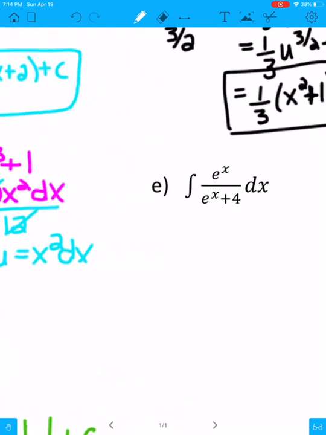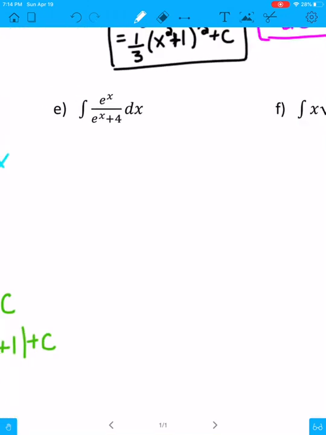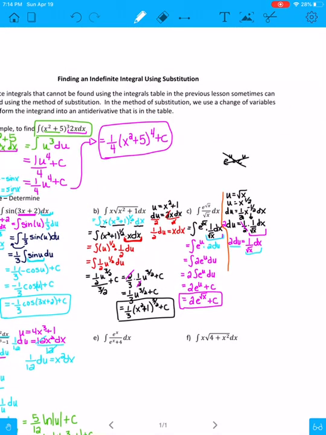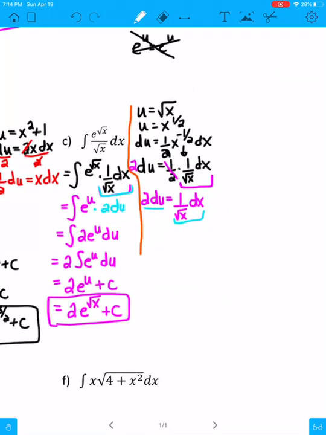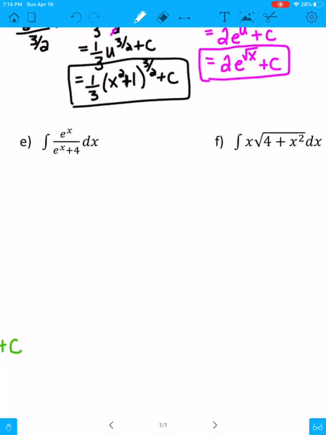Two more. So now I have 1 over e to the x plus 4. What's the complicated part? Well, the x isn't an issue. So back here I told you whenever you have an e, you take whatever the exponent is and make it a u, right? That's what I told you here, if it's not just an x. But my e here is to the exponent x, so that wouldn't be helpful.